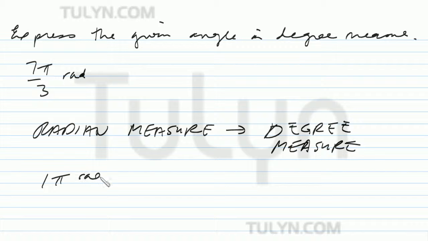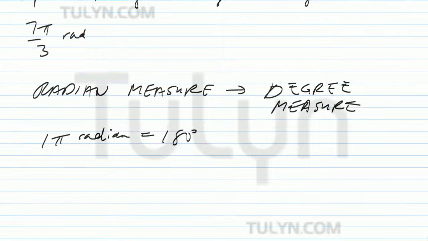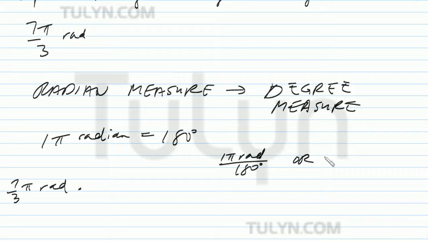1 pi radian equals 180 degrees, right? Now you're given 7/3 pi radians, and you've got two choices: multiply by 1 pi radian over 180 degrees, or multiply by 180 degrees over 1 pi radian.